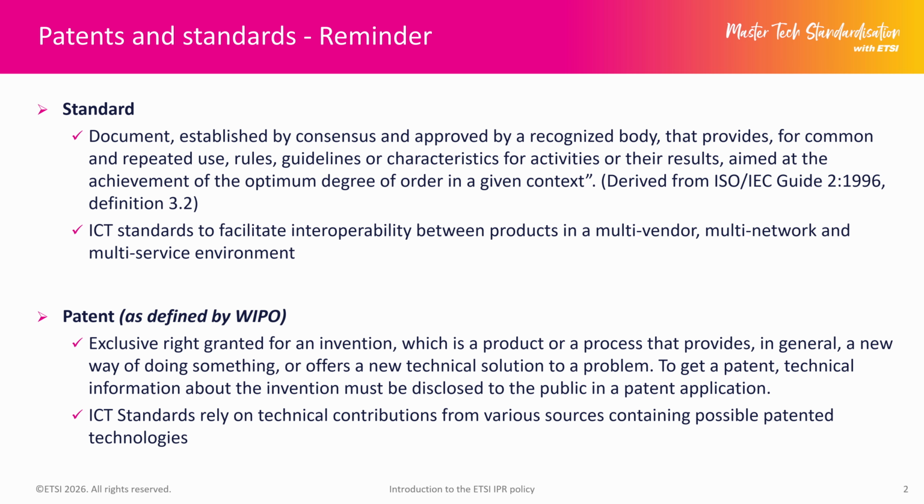A patent, as defined by the World Intellectual Property Organization, WIPO, is an exclusive right, essentially a legal monopoly, granted for an invention. An invention may be a product or a process that provides, in general, a new way of doing something or offers a new technical solution to a problem. To obtain a patent, the inventor must disclose the technical details of the invention to the public through a patent application.